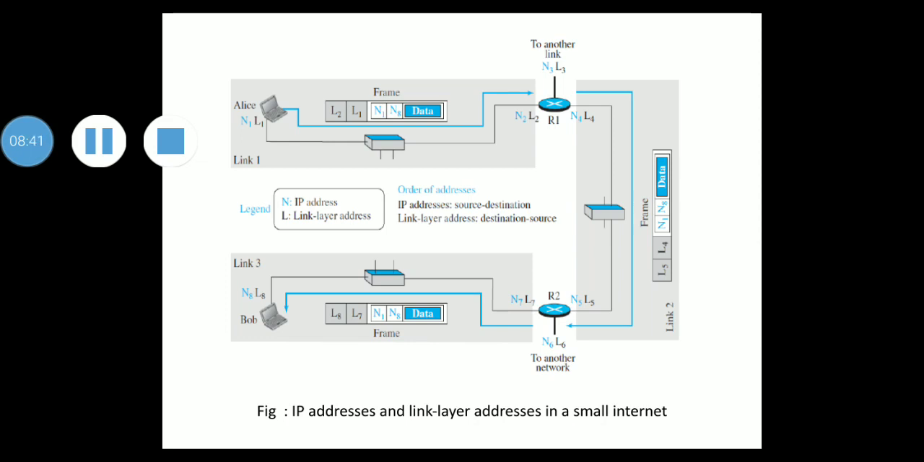Is it clear? We know that a link is controlled at the data link layer, so the addresses need to belong to the data link layer. When a datagram passes from the network layer to the data link layer, it is encapsulated in a frame and two data link addresses are added to the frame header. These two addresses are changed every time the frame moves from one link to another. So this figure shows the concept in a small internet.